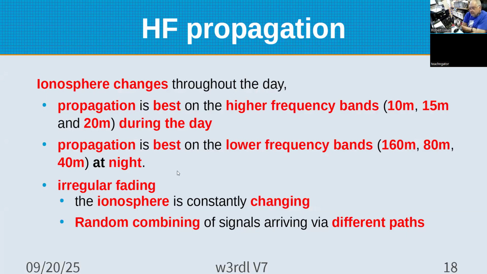So the ionosphere isn't exactly stable. The sun's rotating. It's always creating and losing sunspots. So the amount of radiation that's hitting the ionosphere is varying during the day.